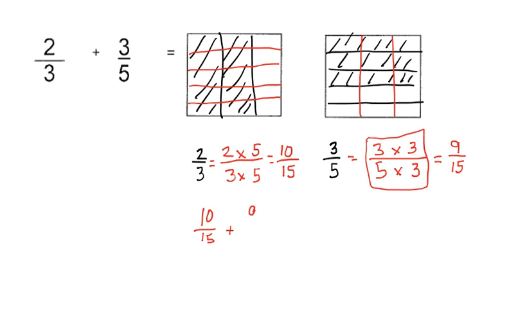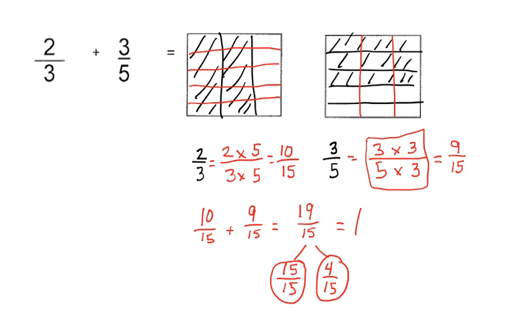So now I'm going to add 10/15 to 9/15, and I get 19/15. I can see that I can turn this into a mixed numeral because I have more than one whole. I can think of 19/15 as the same thing as 15/15 and 4/15. 15/15 is one whole, and then I still have 4/15 to make up the rest of the answer.